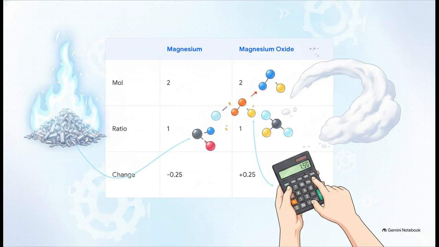This is a brilliant way to see the mole ratio in action. If we start with 0.25 moles of magnesium, we can totally track the reaction's progress. Because the ratio is 1-to-1, all 0.25 moles of magnesium will react, representing a negative change, to produce exactly 0.25 moles of magnesium oxide, which is our positive change. It's just a perfect, flawless mathematical dance.